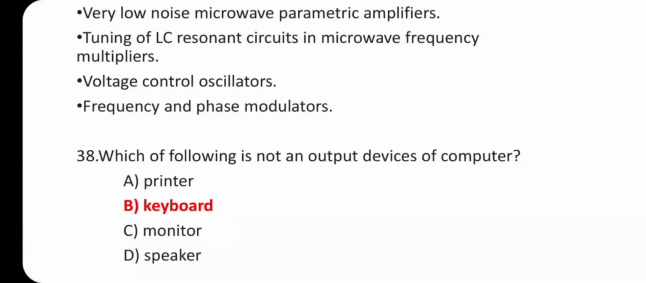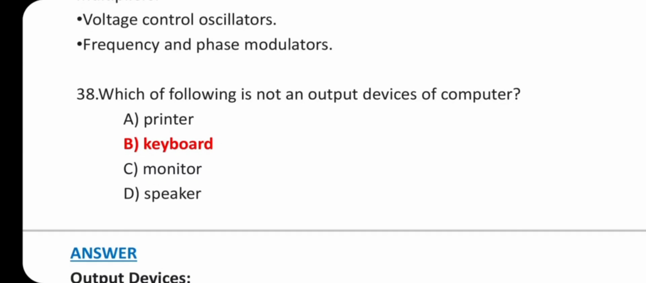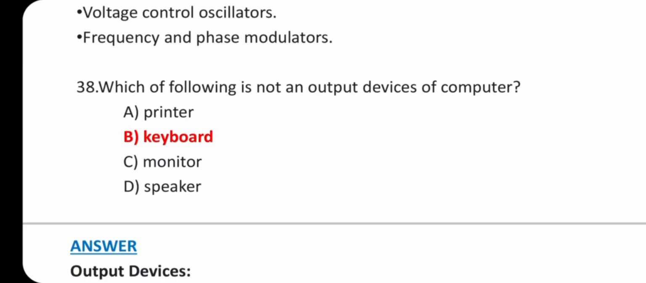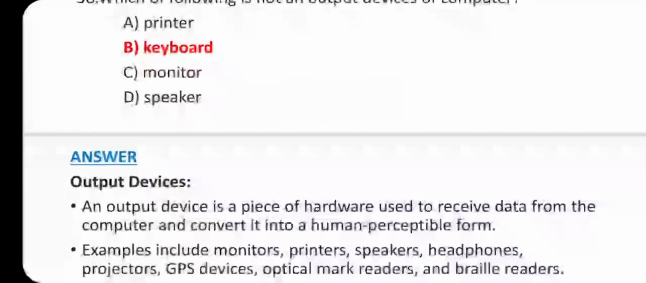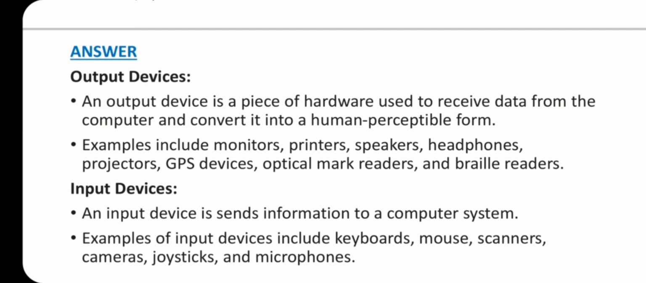Question number 38. Which of following is not an output device of computer? Answer is option B, keyboard. Output devices: An output device is a piece of hardware used to receive data from the computer and convert it into a human perceptible form.